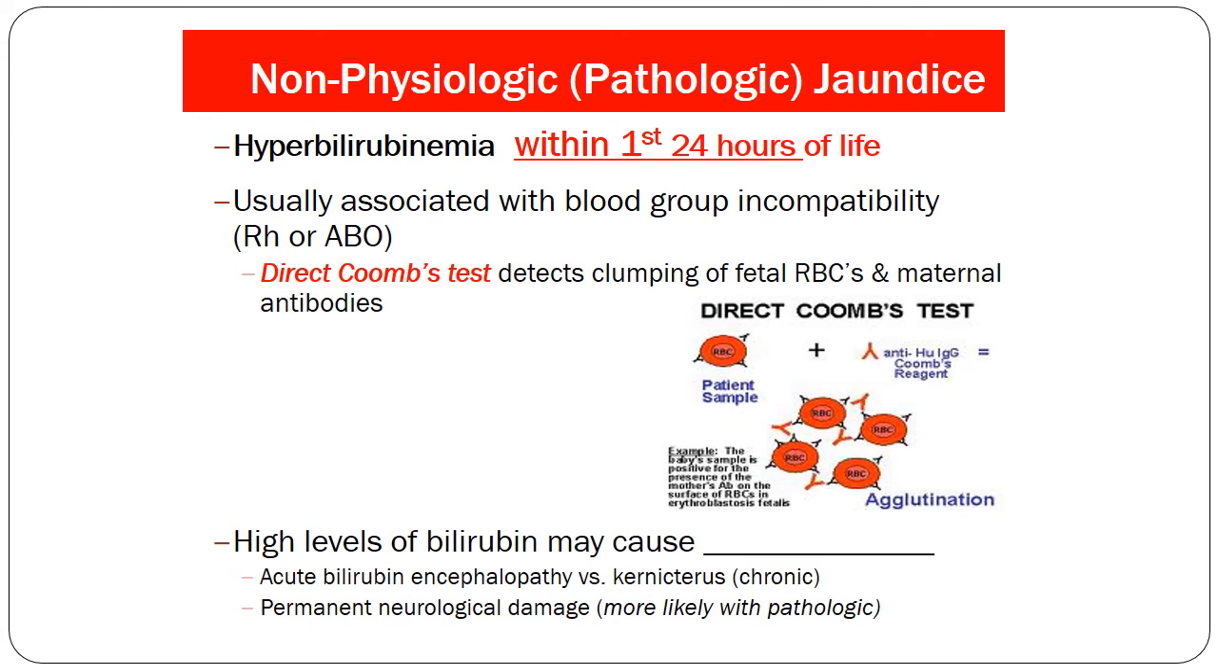The pathological jaundice, this is the part that we see with the ABO incompatibility or the Rh incompatibility, this is a review to you. The direct Coombs test detects clumping of the fetal red blood cells and maternal antibodies. And then we know that high bilirubin levels may cause kernicterus, which is a deposit of the bilirubin into the brain. So that can result in permanent neurological damage.